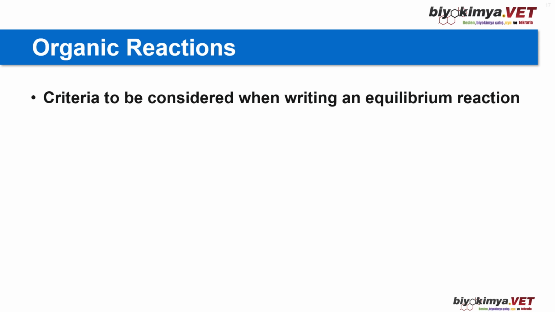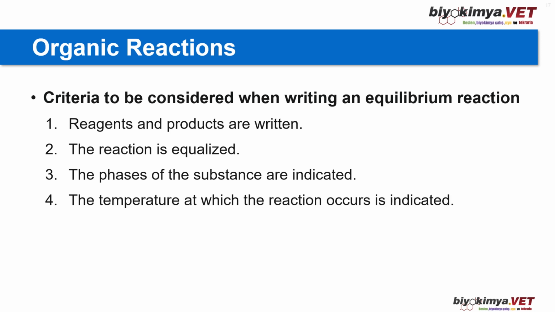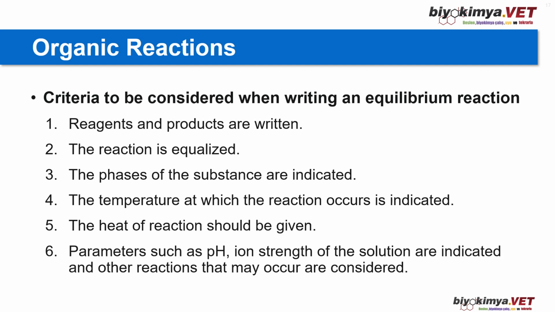There are some criteria to be considered when writing an equilibrium reaction. Reactants and products are written. The reaction is equalized. The phases of the substances are indicated. The temperature at which the reaction occurs is indicated. The heat of reaction should be given, and parameters such as pH or ionic strength of the solution are indicated, and other reactions that may occur are considered.